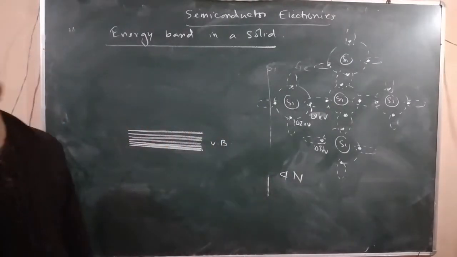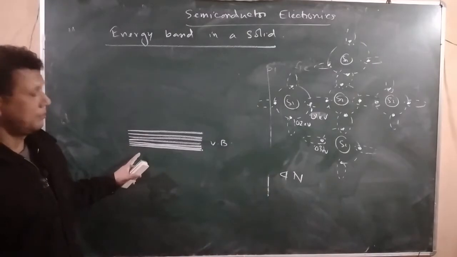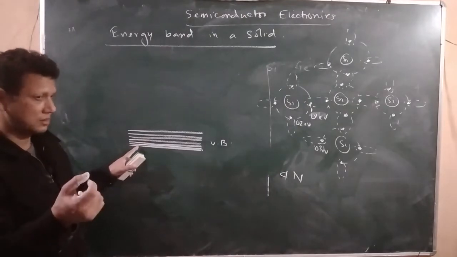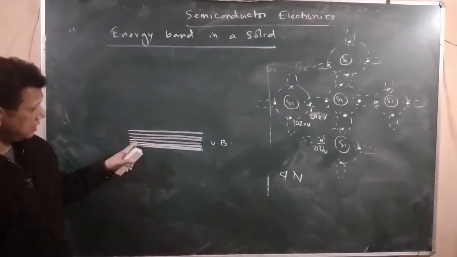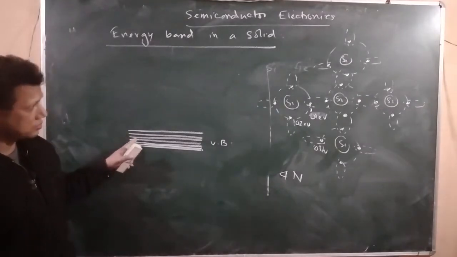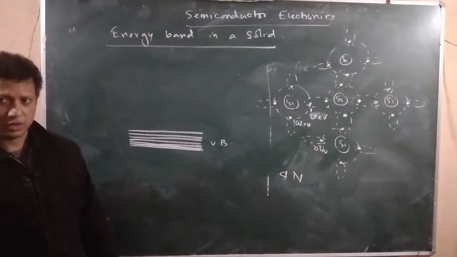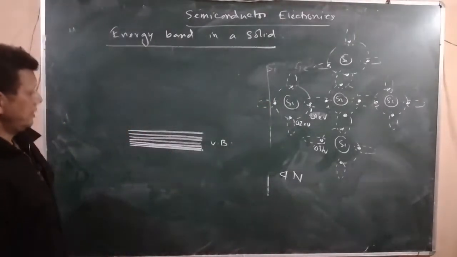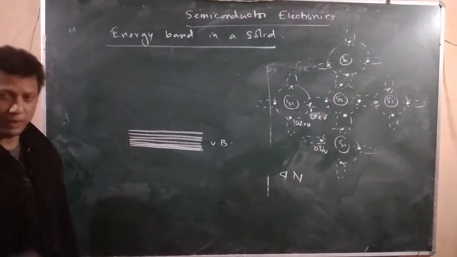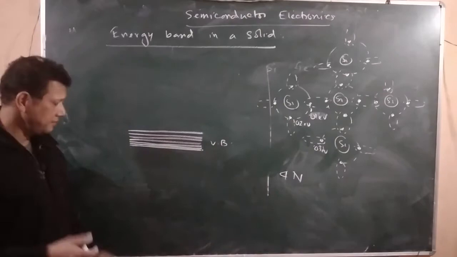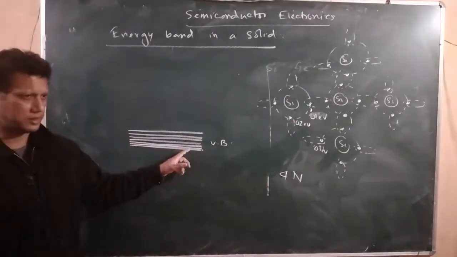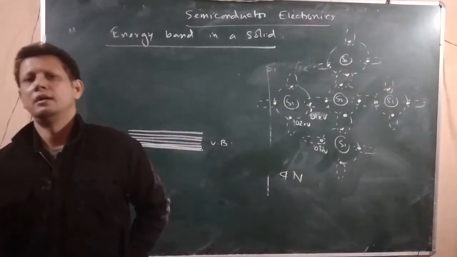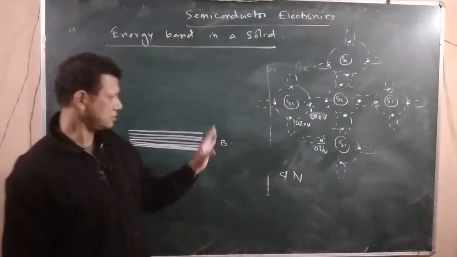In simple terms, it will look like this. This is known as the valence band, and it is closely spaced. It is the closely spaced energy levels corresponding to the valence electrons of a solid, because they are ultimately valence electrons. So what is the valence band? The valence band is the closely spaced energy levels corresponding to the valence electrons of a crystal or of a solid.